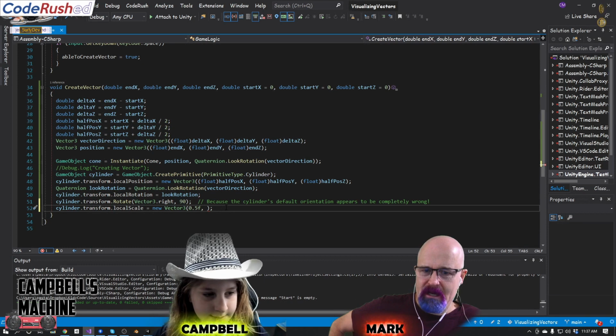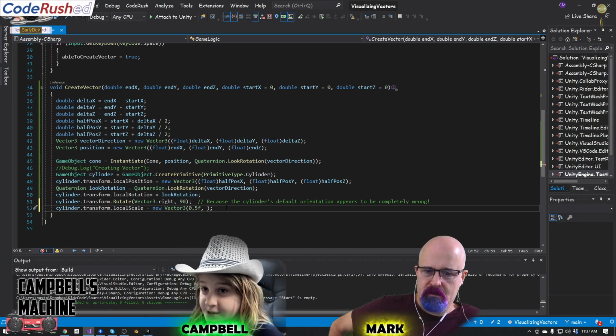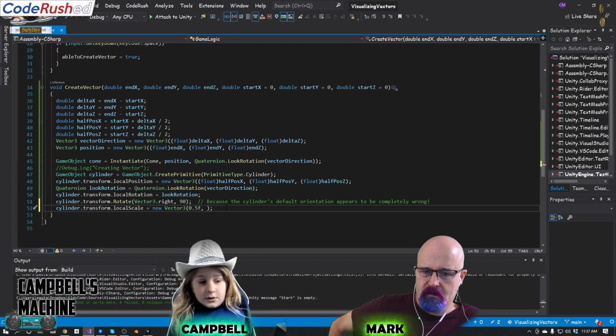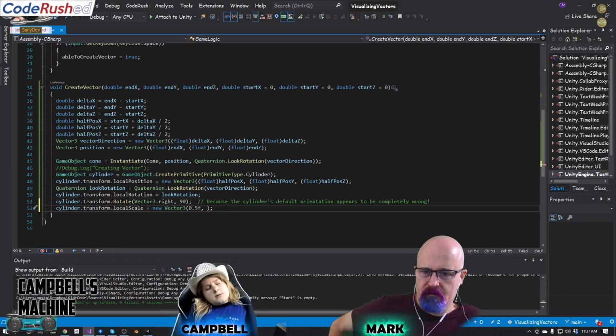Select that if you want and just hit Shift Enter on it, and you can get the rest real quickly. No, because that's going to be for Z. For Y, we need to... We need the length? Sure.